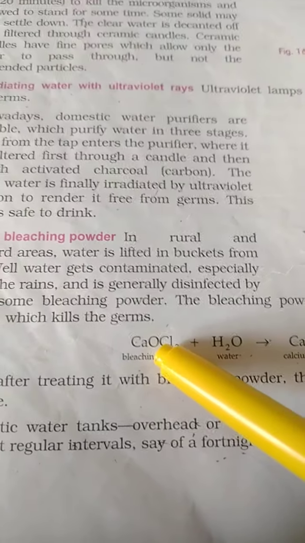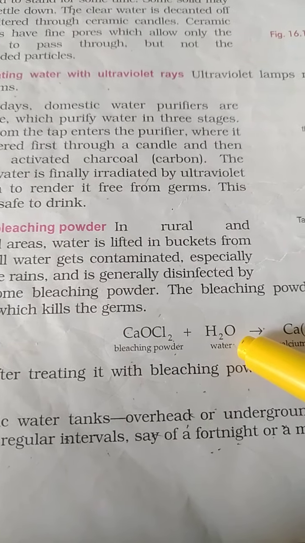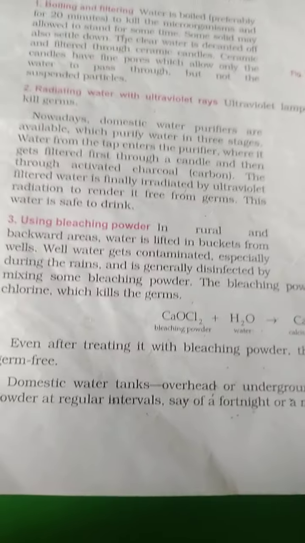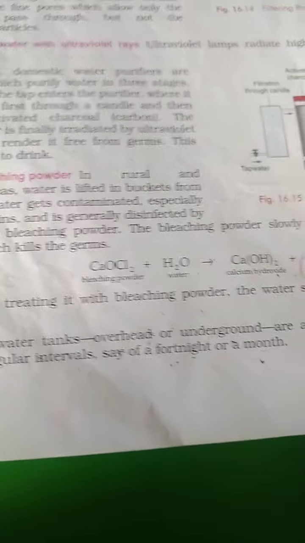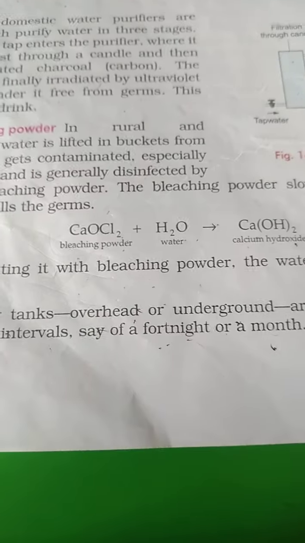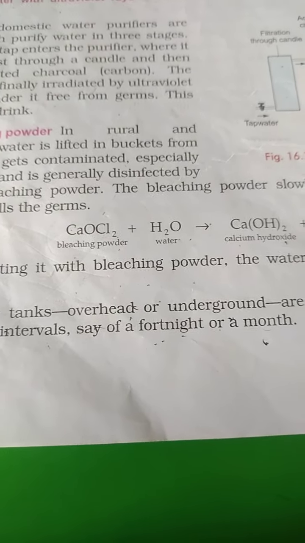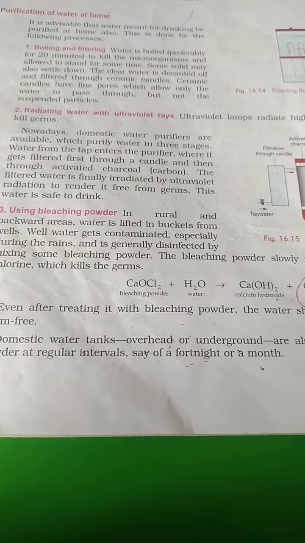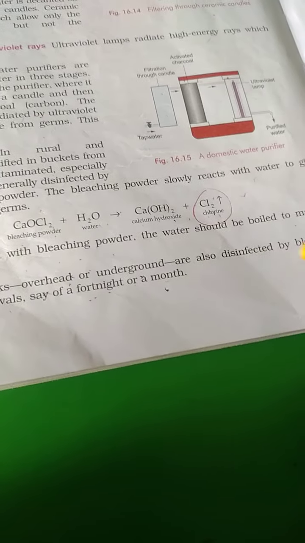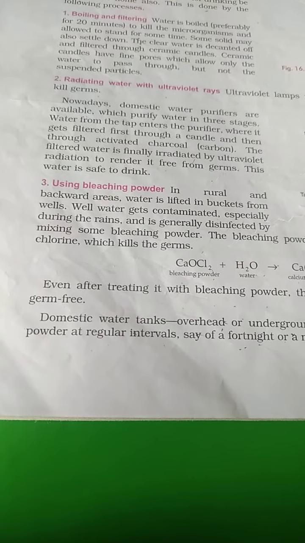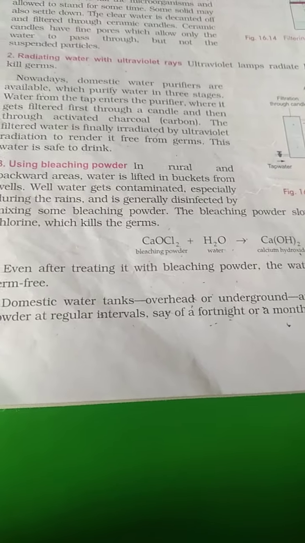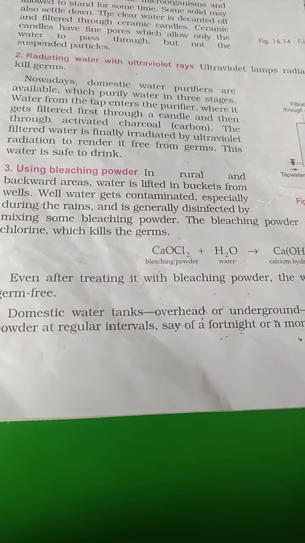So this is the bleaching powder. It reacts with the water and gives calcium hydroxide and chlorine. Even after treating it with the bleaching powder, the water should be boiled to make it germ free. Why? To make it germ free. Domestic water tanks, overhead or underground, are also disinfected by bleaching powder at regular intervals, say a fortnight or a month.